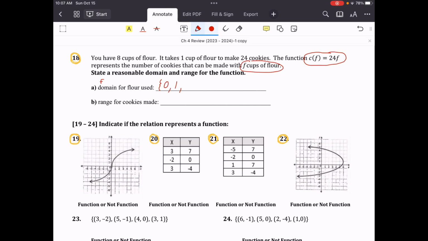We use 1, 2, 3, 4, 5, 6, 7, or 8, all of the flour we have. So our domain is related to the amount of that independent variable we choose to use or have at our disposal. So anywhere from 0 to 8. Then your range is going to be, as if you plugged in each of these values into this particular function, what did you get back as a result?